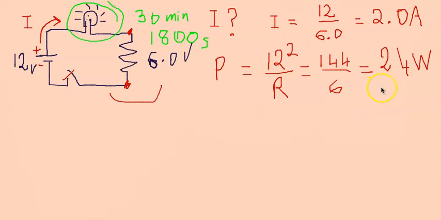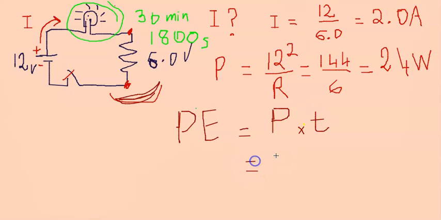Then we multiply the 24. If you want to know what is the power energy at this level of the resistance, which is actually for the whole circuit because we have only one resistance here, we just multiply P, 24 watts, by the time we are running it. That gives us 43,200 watt seconds.